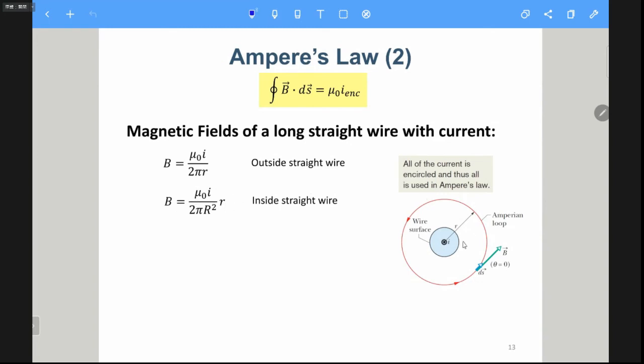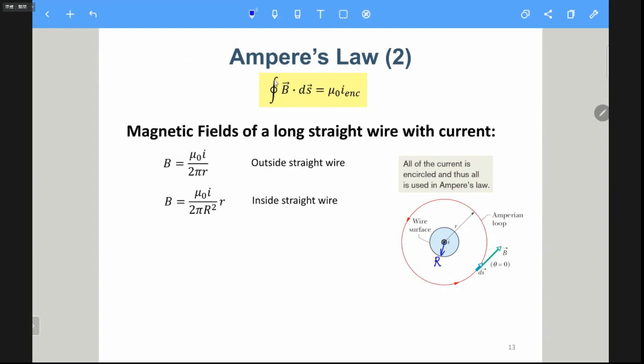So here it says we have a wire. It is not thin. It has a radius of capital R. So the radius of this wire is capital R. And we assume the current in this wire is uniform. If we consider the magnetic field generated by this wire at a point outside of this wire, then the expression is nothing but all the current is lumped in the center point.